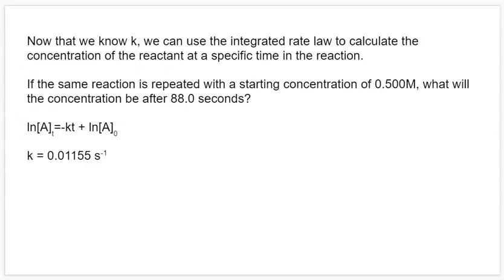All right, so now that we know k, we can use that in conjunction with the integrated rate law that we talked about earlier to calculate the concentration of the reactant at a specific time in the reaction, and also with any starting concentration that we want. We aren't beholden to the data that we collected earlier with the 30-second intervals. So let's say the same reaction is repeated, but now with a starting concentration of 0.5 molar. What will the concentration be after 88 seconds?